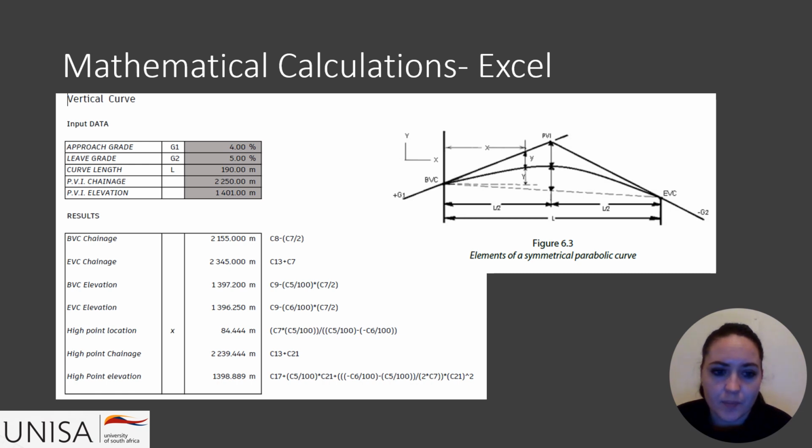So the beginning of vertical curve is 2155, the end of vertical curve was 2345, and the elevation at the beginning would be 1397.2 meters. The end of vertical curve elevation is 1,396.25 meters. And then the highest point chainage was at 2,239.444 meters, at an elevation of 1,398.889 meters.